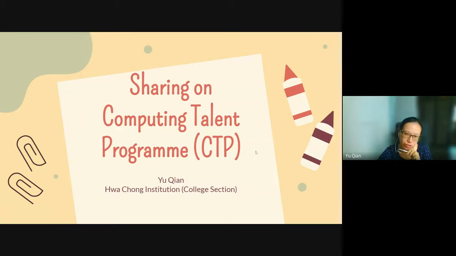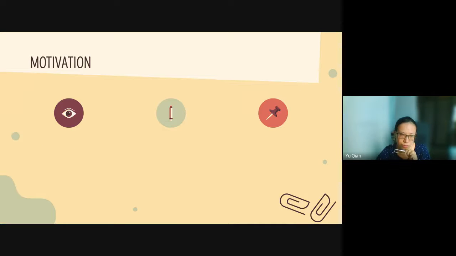I'm Yu Qian from Hwa Chong's college side. I would like to share with everyone how we started and how we build up a program, not only on artificial intelligence. I think we also explore other areas. At the college side, we have students coming from different schools, and we still need to handle H2 computing. So I'm sharing more on how we structure the program, because all those technical things we are still learning, and are mainly run by external partners.